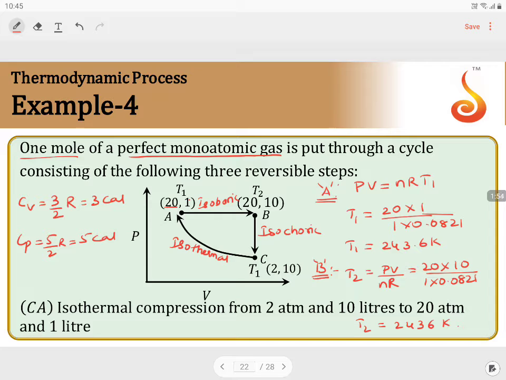So once we have temperature T1 and T2, can we find delta T? Delta T is equal to 2436 minus 243.6, which gives delta T equal to 2192.4 Kelvin. This is my calculation part.